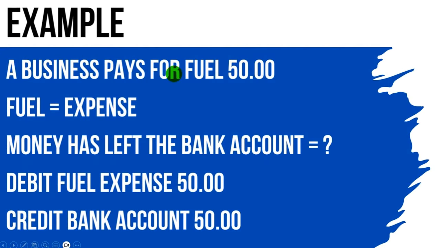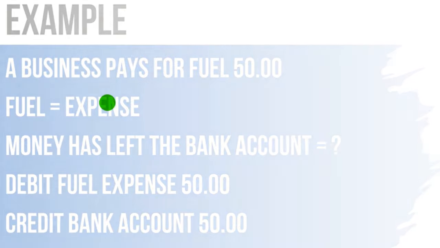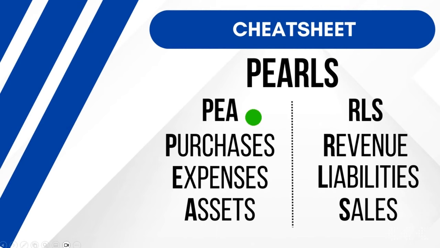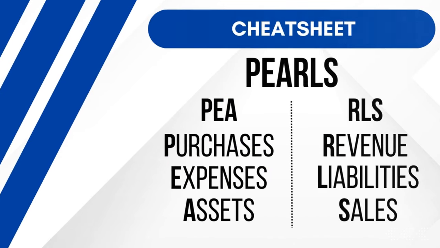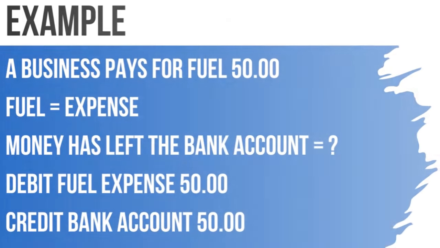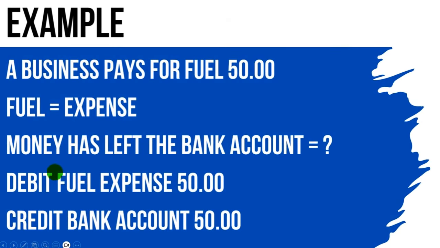A business pays for fuel, 50 euros, 50 pounds, $50. It doesn't matter the currency. The business has paid out 50. Fuel is an expense. So if we go back to our PEARLS table, is expense on the left side or the right side? They're on the left side. They are a debit. E for expenses. Fuel is an expense, so it's a debit. So the first side of our transaction is going to be debit fuel expense, 50.